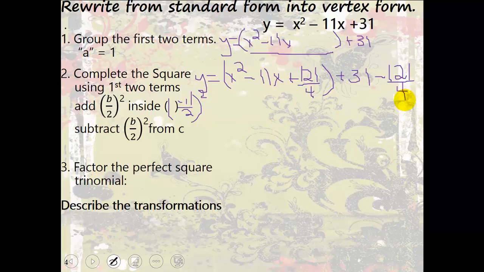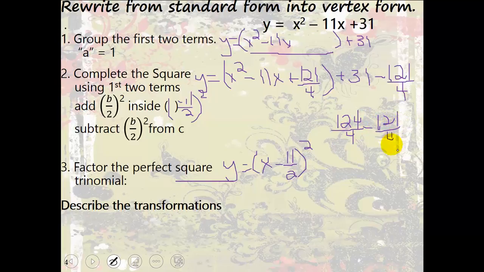This first part factors. So I get y equals x minus 11 halves squared, and then I have to combine this. So remember, the easiest way to take 31 and write it in fourths is to multiply 31 times 4, so that's 124 over 4 minus, and then this stays 121 over 4. So I get plus 3/4. So now I'm going to talk about my transformations.